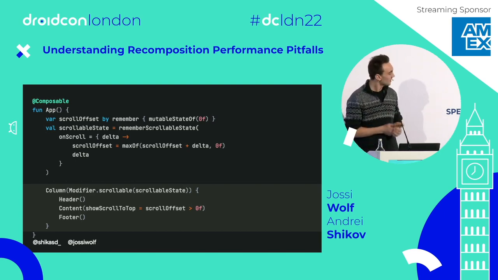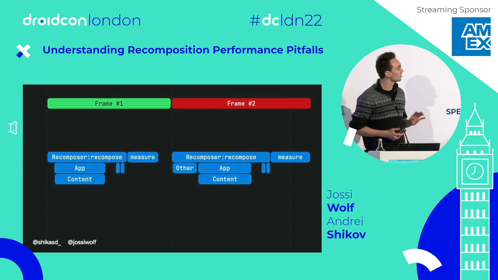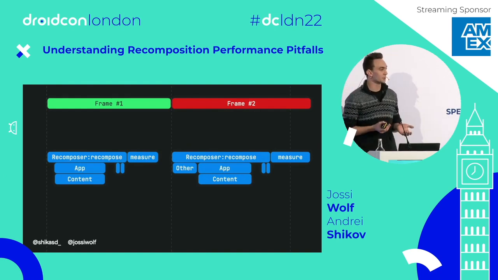So we talked about tools earlier, and we haven't really shown you anything yet. So let's look at one of the tools that we have at our disposal. This is called composition tracing or profiling. So you can go and take a look at how long it takes to execute different parts of your code.